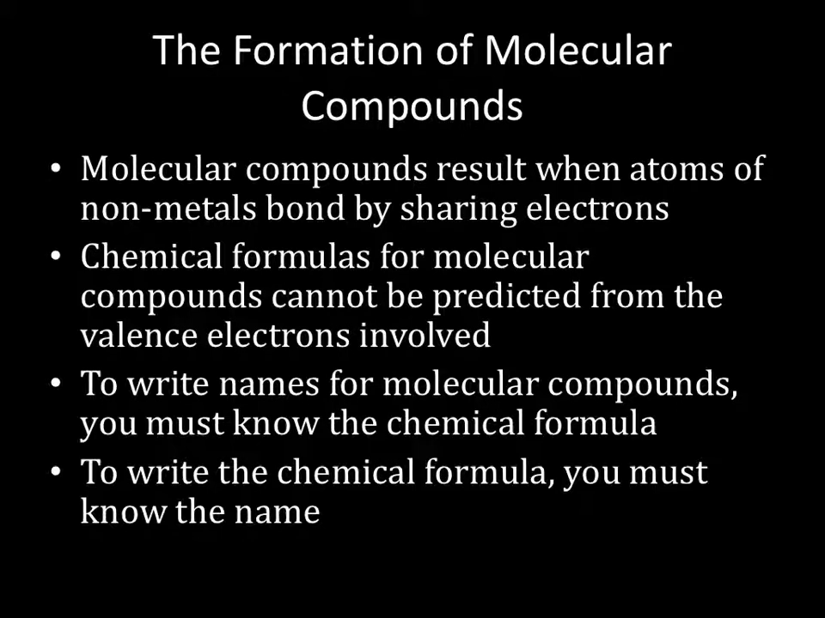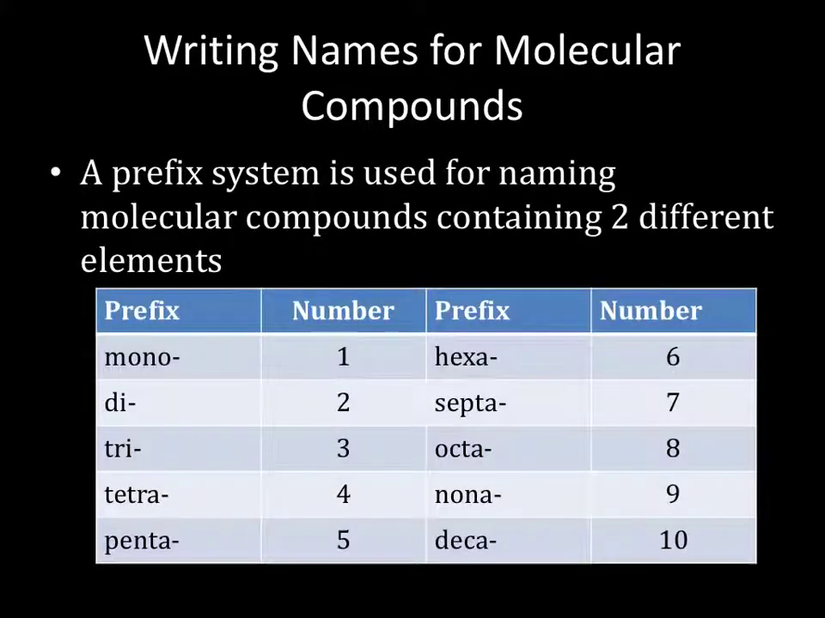To write names for molecular compounds, you must know the chemical formula. And to write the chemical formula, you must know the name. A prefix system is used for naming molecular compounds containing two different elements. For example, the prefix mono is used to indicate one atom of an element in a compound, di 2, tri 3, and so forth.